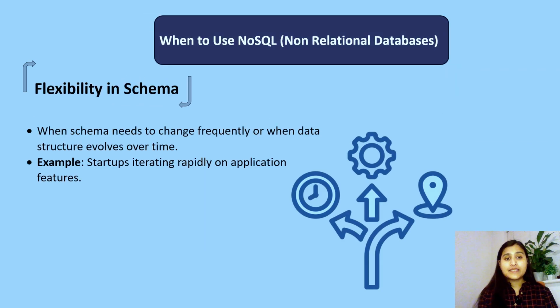Next one is flexibility in schema. If your application needs to evolve rapidly or handle diverse and changing data types, NoSQL's flexibility in schema makes it a powerful choice. It gives you the freedom to adapt and grow without being bogged down by rigid structure.